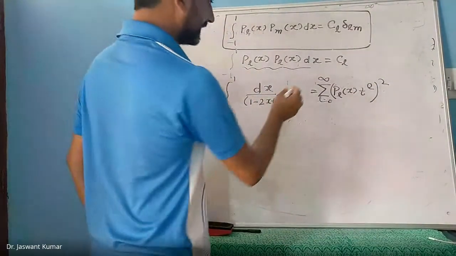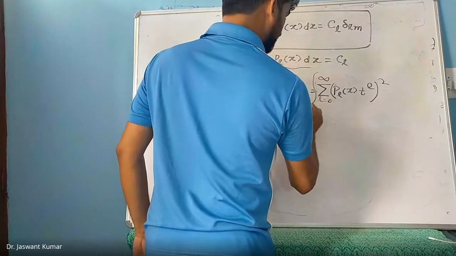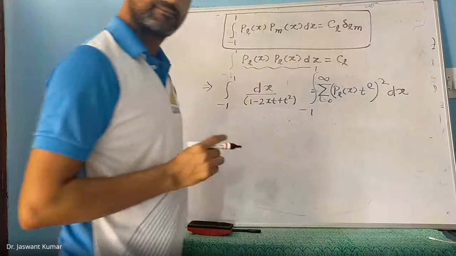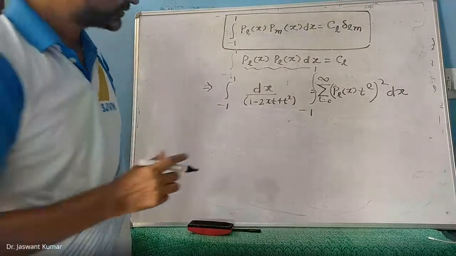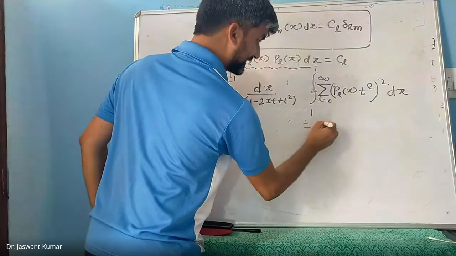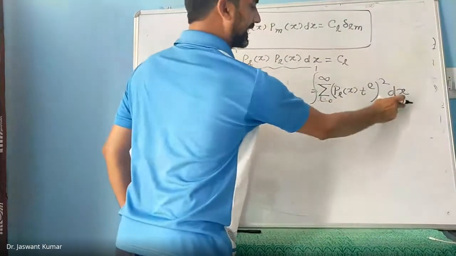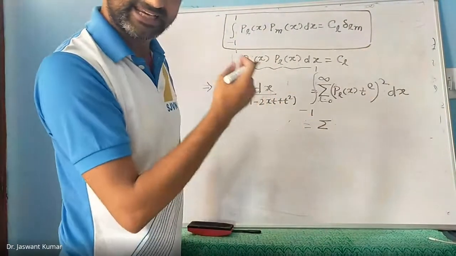Okay? What do we have to do with this, children? We have to take the integral from -1 to 1 dx of this. Okay? So I write the right hand side once again. This is because the integration is over x and the summation is over L, so the summation sign can come out.